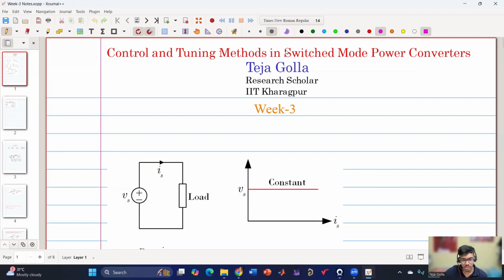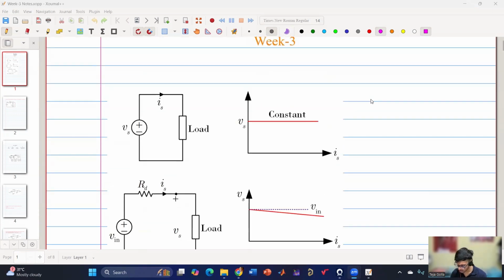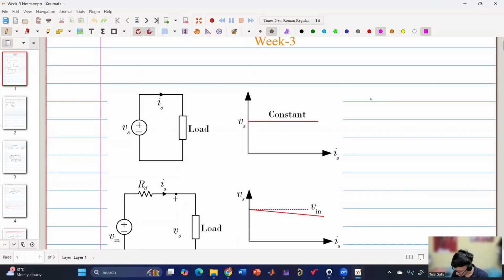Yeah, so this week we'll be learning about a few things. First, we'll discuss the practical voltage source. Before we move into the modulation techniques, let us quickly go through what a practical source is. I hope everyone can see my screen. Yes, we can see.